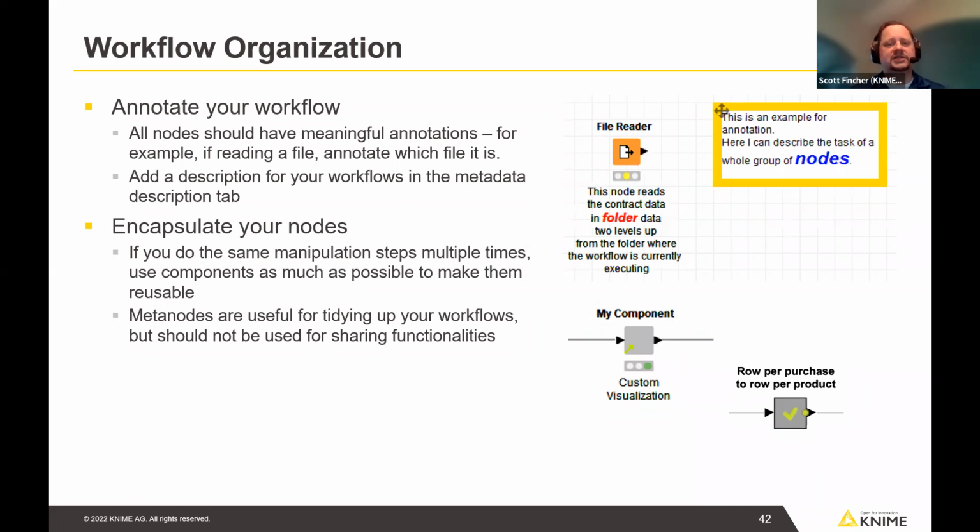Now, as far as organization, some other things to think about here too is the idea of encapsulation. So there's two ways to think about this. One is a little bit of a simpler way. You can use a meta node, which you see in the bottom right of this slide, to just tidy up your workflows, right? Let's say I have a whole bunch of transformation nodes. I'm doing row filtering, column filtering, group by pivoting to organize a bunch of data. And I just want to abstract that complexity away from the top level of my workflow.